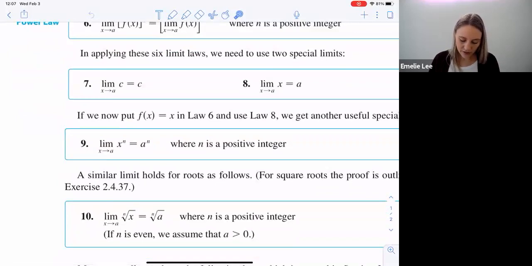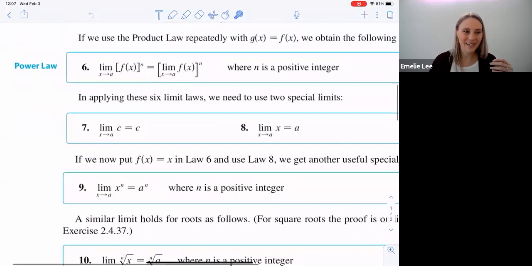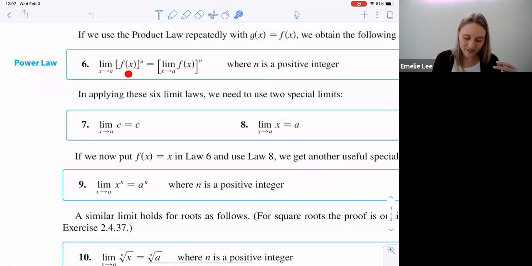So here, now we can start combining law 6 with law 8, for example. If our function is x, then if we have x to the power of n, that's the limit of x to the power of n by law number 6. So then what we can say is that if the limit of x as x approaches a is a, and then I raise it to the power of n, then it's just a to the power of n.